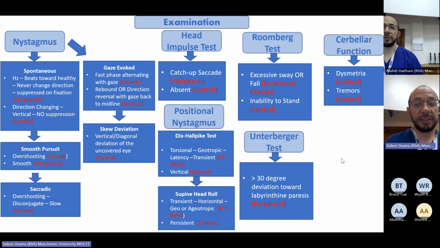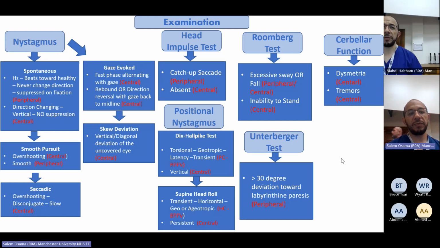So for the nystagmus, when we talk about spontaneous nystagmus, we have to look directly at how it looks. If there is a horizontal nystagmus, this is characteristic of peripheral nystagmus, if it never changes direction, always on the same side, on the right or always on the left. And the most important trick is that it's suppressed on fixation. So you just look into the pupil and see how it looks.